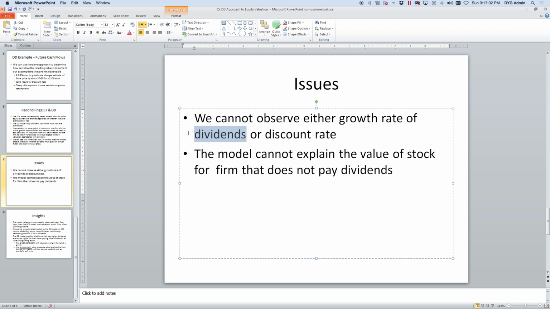You do know something about the dividend growth rate in the near term, based on those projections, and in fact, they do sometimes give you information for maybe a 5-year target growth rate for dividends in a company. But again, what you need are growth rates, sort of an average growth rate forever, and they can't provide you with that. The other issue that comes from using that model is that it doesn't really explain the value of stock for firms that do not pay dividends.